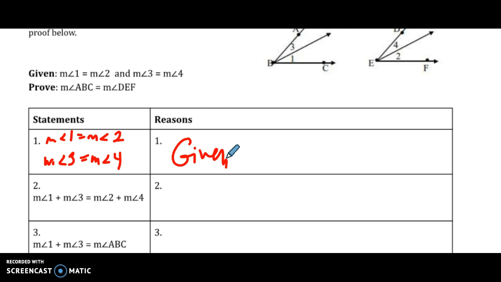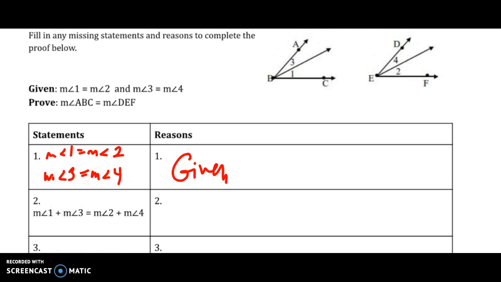So once I have that given information, I need to annotate my diagram with what I know. So how do I do that? I go over, angle 3 and angle 4 are the same, so I'm going to mark those. Bam. Angle 1 and angle 2 are the same, so I'm going to mark those. Notice I used a different number of dashes for each one because angle 3 is not congruent to angle 1 and angle 4 is not congruent to angle 2, so I used a different amount of dashes to indicate that 1 and 2 are the same, 3 and 4 are the same.